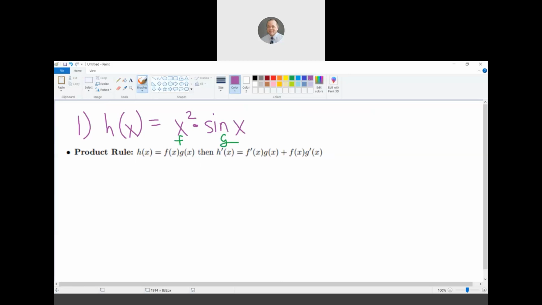Plugging everything into our product rule, the derivative of f of x, we're taking the derivative of x squared, times g of x, and the original g is just sine of x, plus the original f, or x squared, times the derivative of g, or a derivative of sine x.